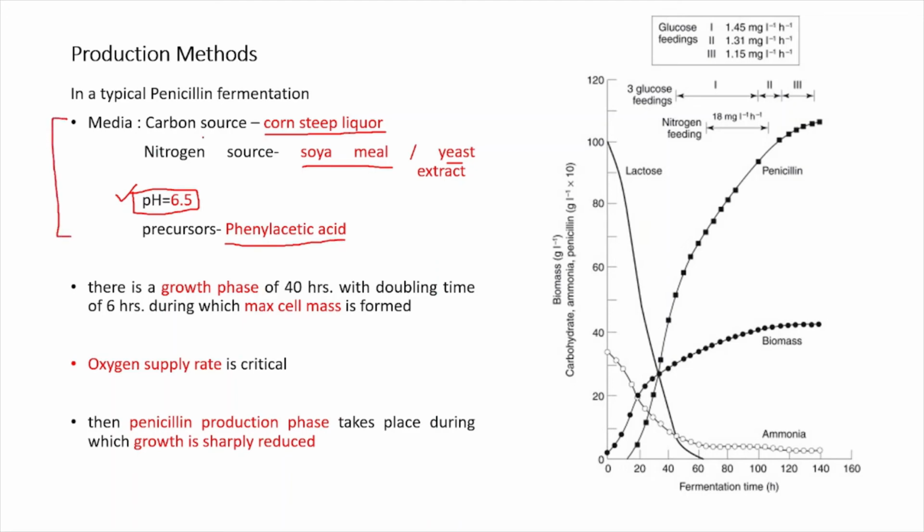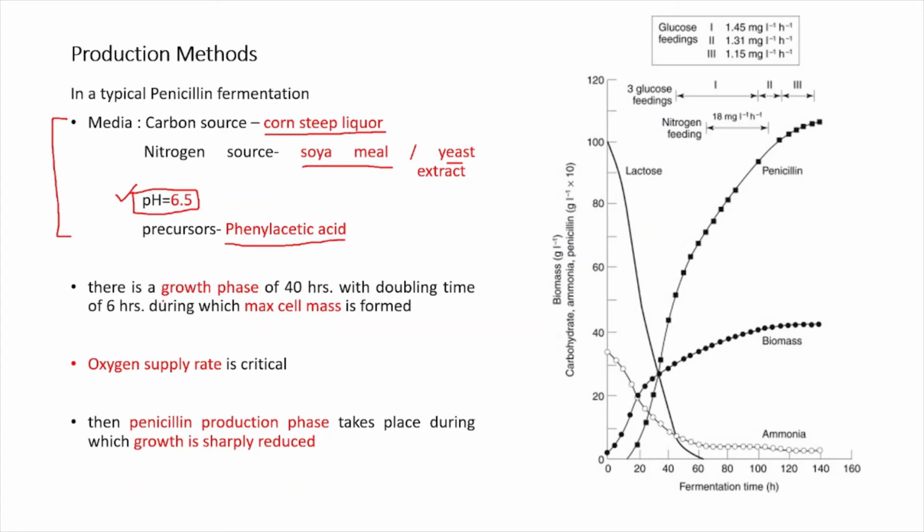So these four conditions are first to be met for the production of penicillin. You need to have a carbon source in the media. The most preferred carbon source in case of penicillin production is corn steep liquor, then a nitrogen source, soy meal or yeast extract. Then you have pH. You have to set the pH between 6 to 6.5. And if you desire to prepare penicillin G, you need to add phenylacetic acid.